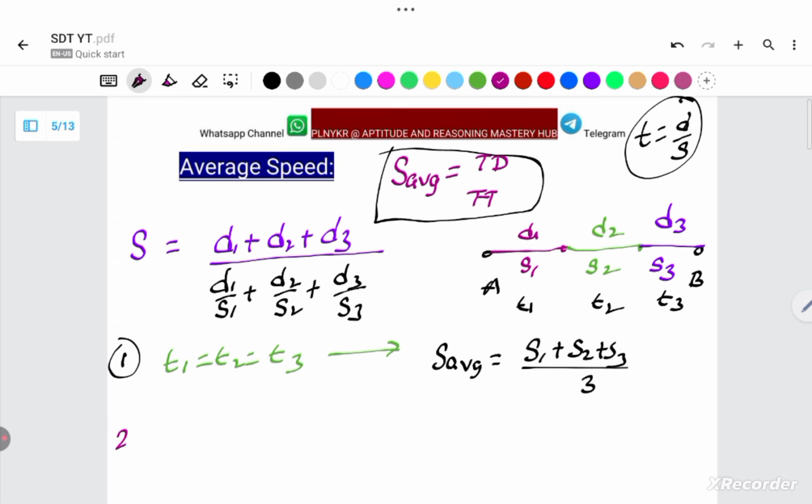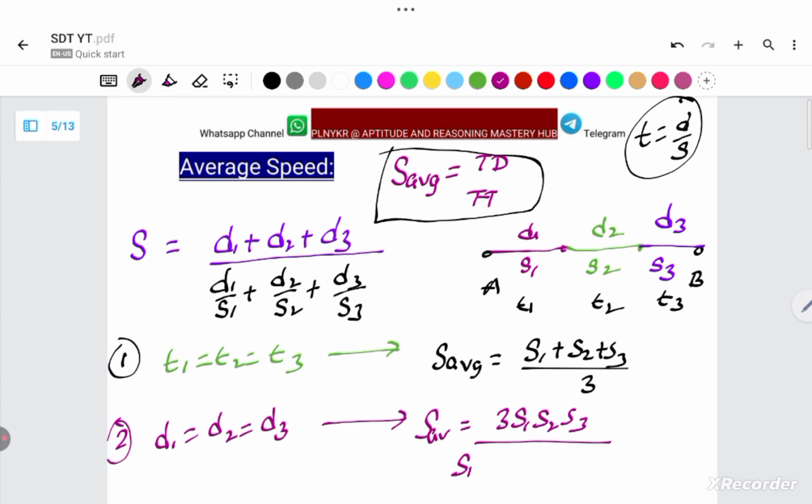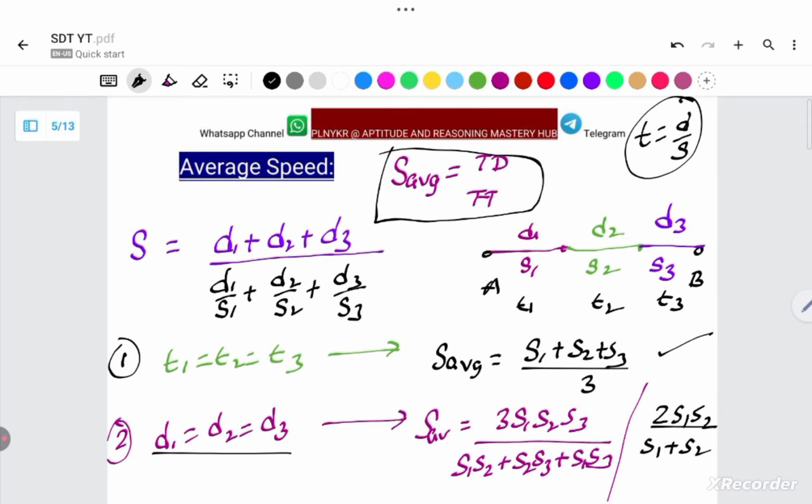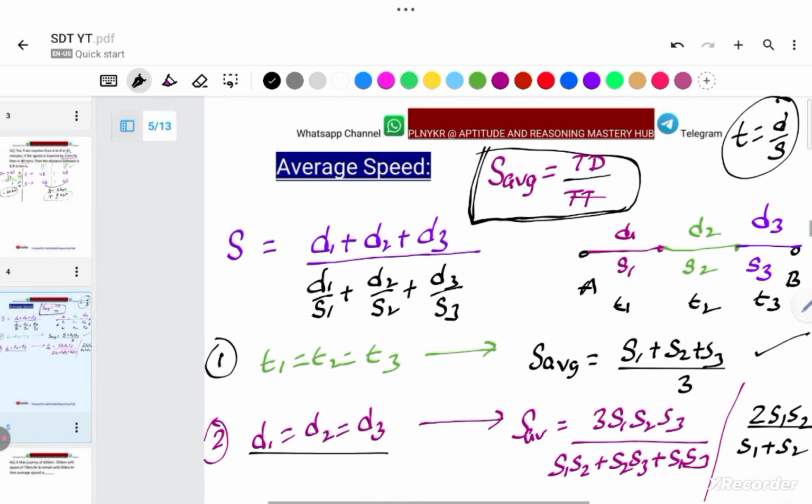The second case is where the distances are equal. Then the average speed will be the harmonic mean of speeds. That means 3 s1 s2 s3 by s1 s2 plus s2 s3 plus s1 s3. In case of two speeds, the average speed equals 2 s1 s2 by s1 plus s2. This is only for equal distances. For equal time it will be the arithmetic mean. In case of not equal, we apply the normal formula, total distance by total time. I will be moving to the questions.